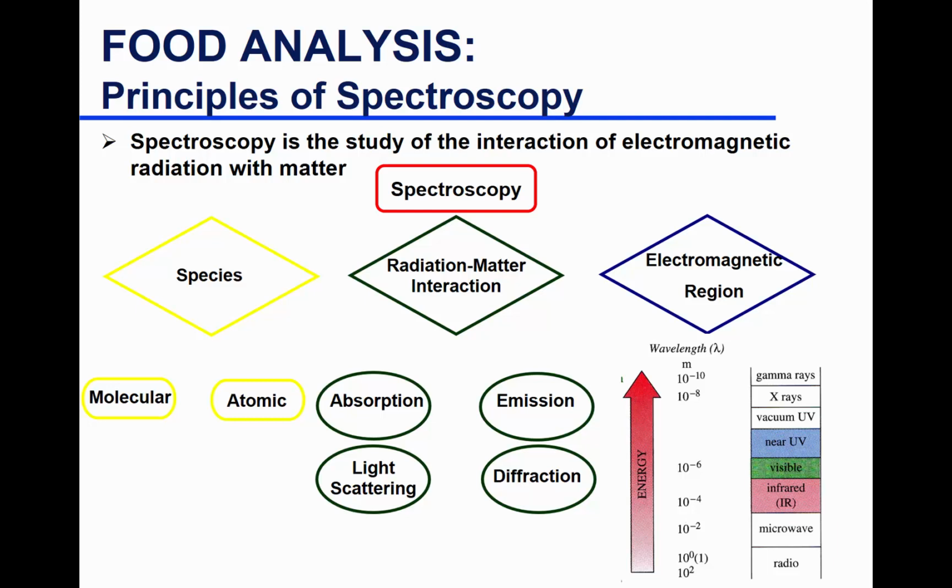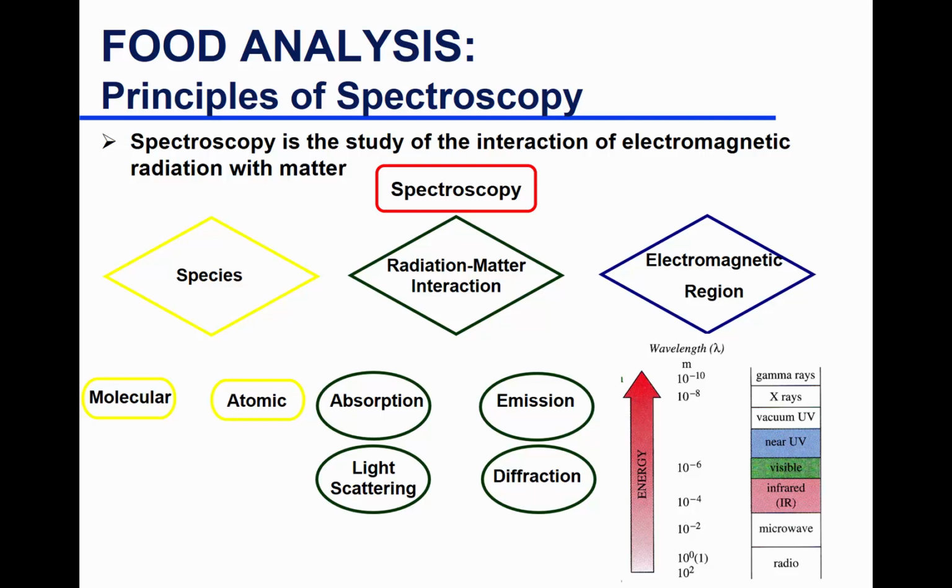So spectroscopy can be for molecules or atoms, and the interaction can be in the form of measuring absorption of light, emission of light, scattering of light, or diffraction of light. All of these different interactions give us a unique tool for analysis. Either we're measuring absorption, or emission, or light scattering, or we are actually using diffraction to do the analysis, and I will explain that in a minute.